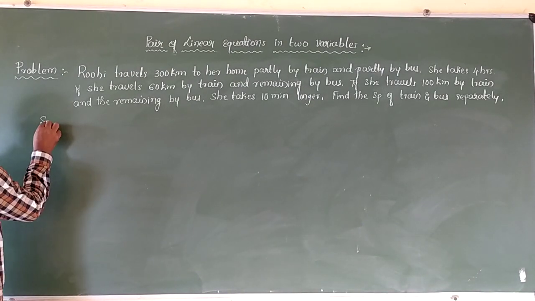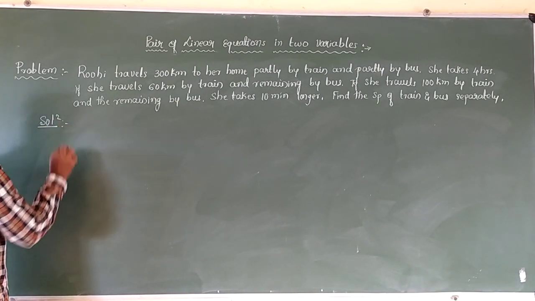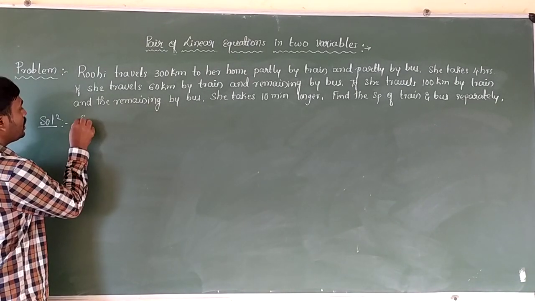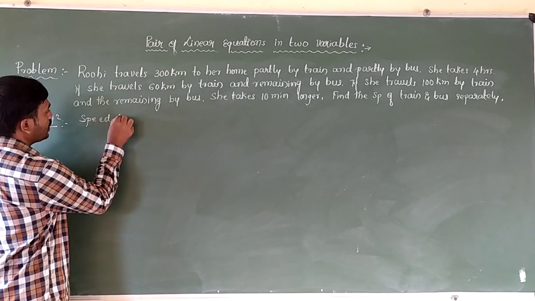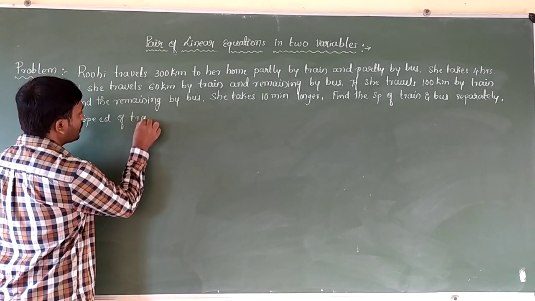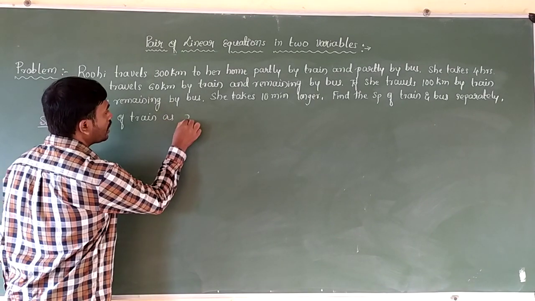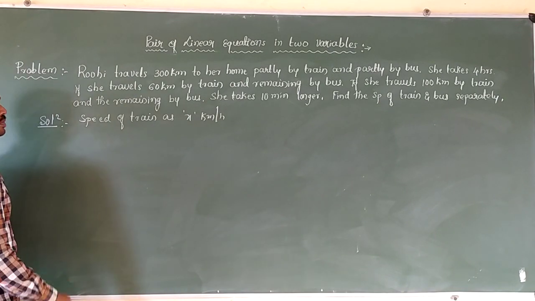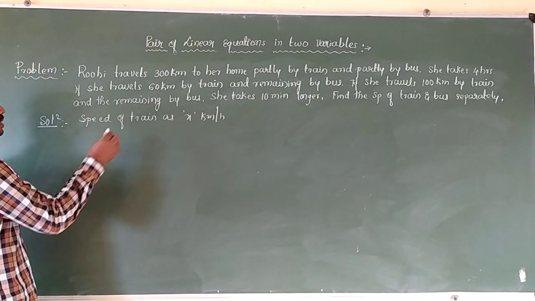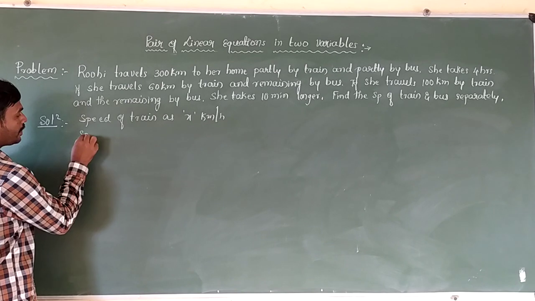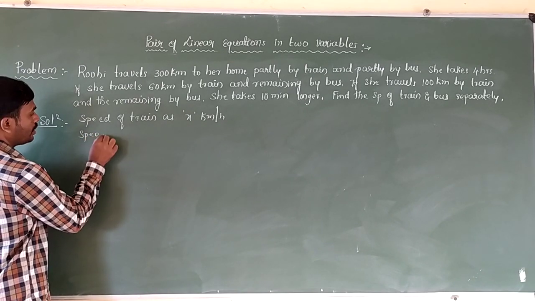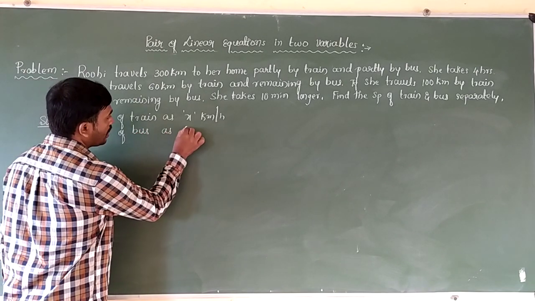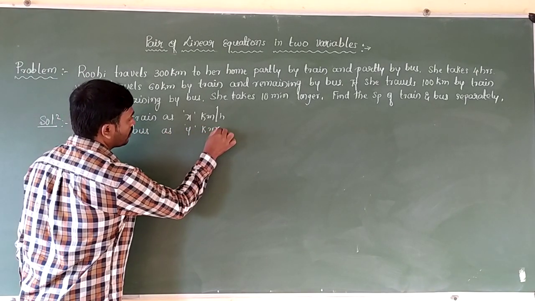Here in this problem we need to find the speed of train and speed of bus separately. So let us take the speed of train as x kilometer per hour, and the speed of bus as y kilometer per hour.